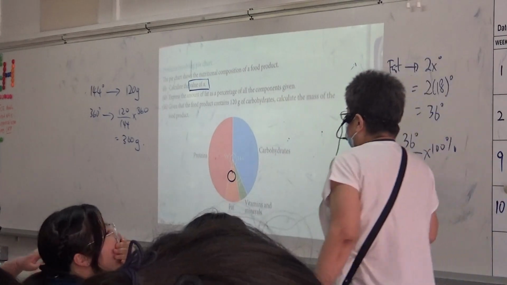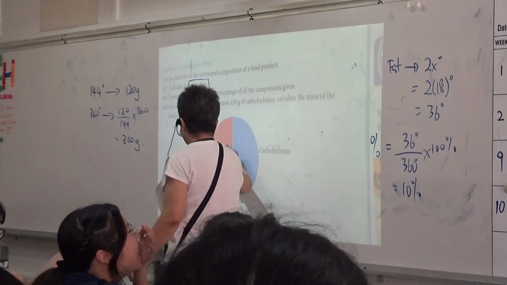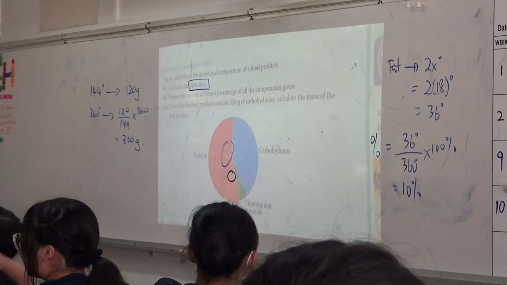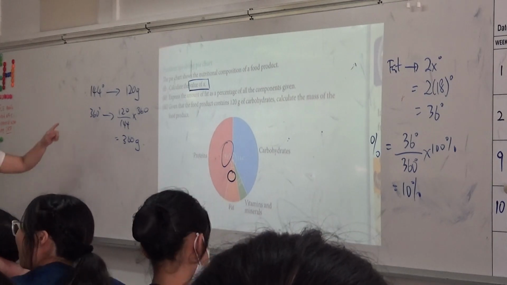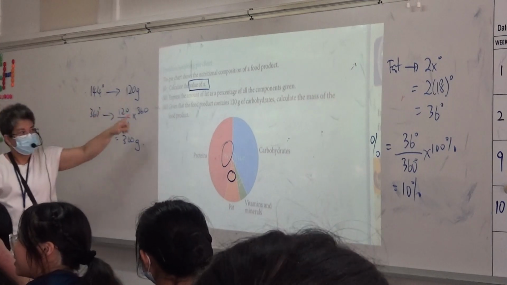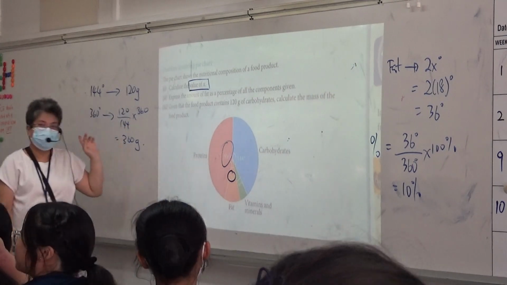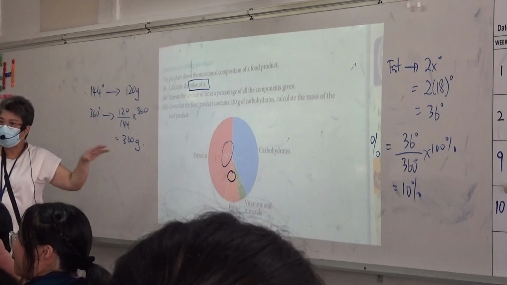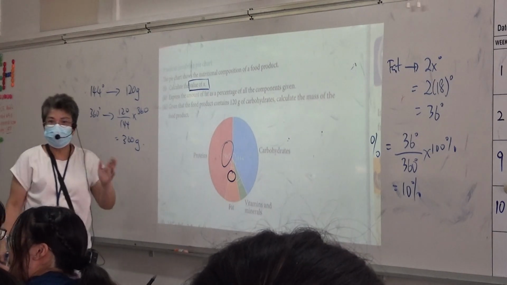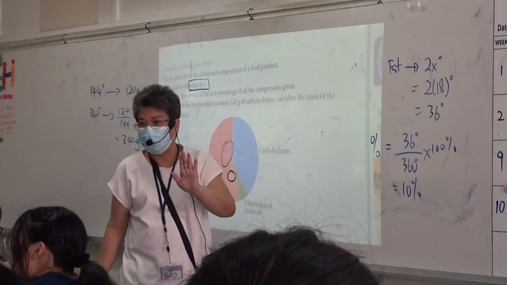Okay. Now I want to ask, what if I want you to find the mass of protein? 144 degrees correspond to 120. 9 times x, right? So I'll take 9 times 18, right? How many degrees, then you see how much it corresponds to. Is that clear? So, pie chart is very simple. Everybody will know how to do it.